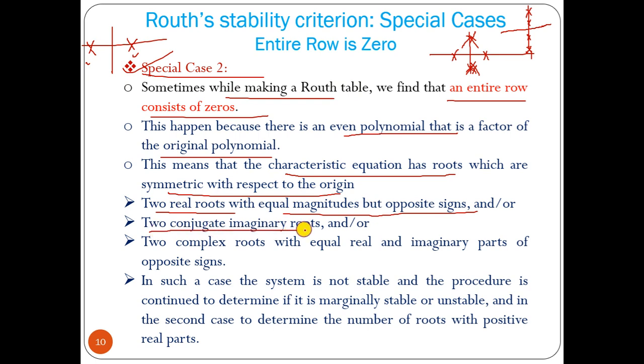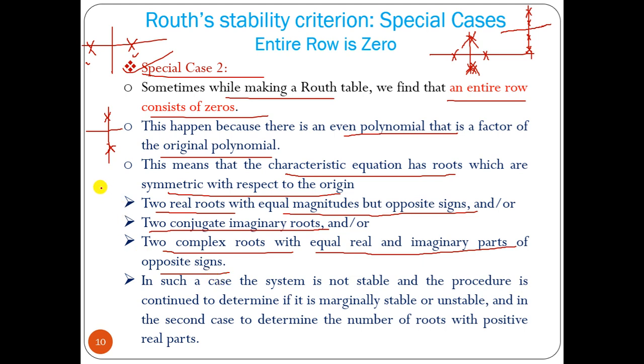Or we can have two conjugate imaginary roots. Okay, so that means two conjugate imaginary roots. So the system will be marginally stable. Okay, or we can have two complex roots with equal real and imaginary parts of opposite sign.